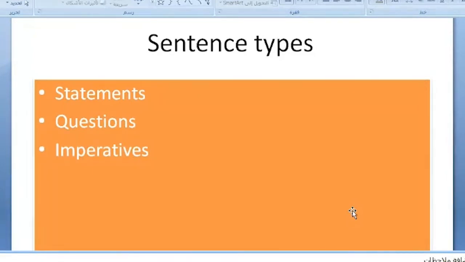Any questions? We have WH questions starting with a WH word when I seek information.